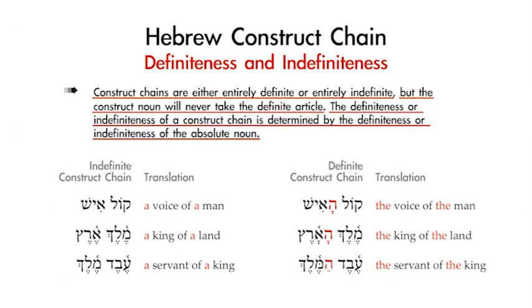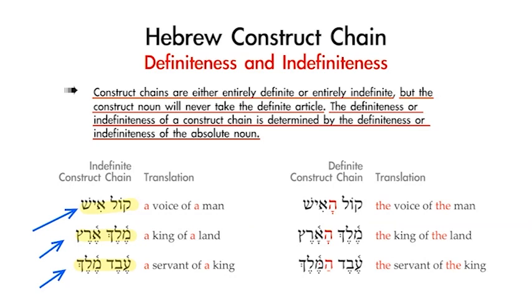In the left-hand column, we have indefinite construct chains, Kol Ish, Melech Eretz, and Eved Melech. The construct noun is the first noun in the chain, and the absolute noun is the second or last noun in the construct chain. Notice that each of the nouns that are in the absolute state, Ish, Eretz, or Melech, are indefinite. That is, they don't have the definite article. For that reason, the entire construct chain is translated as an indefinite construct chain: a voice of a man, a king of a land, or a servant of a king.